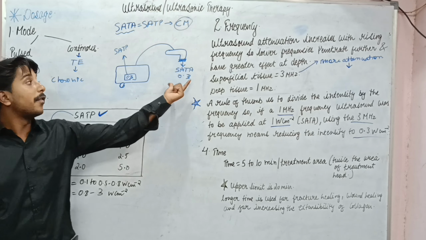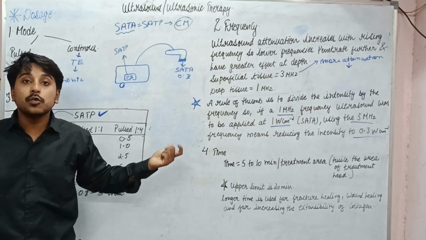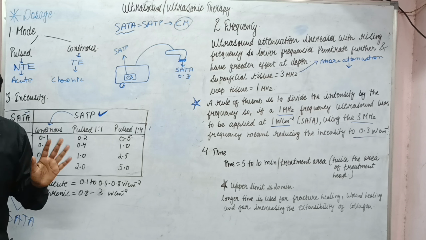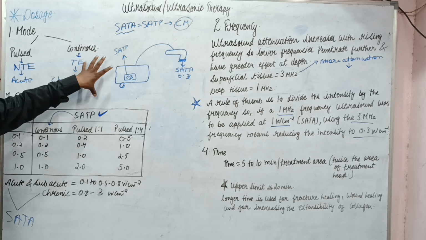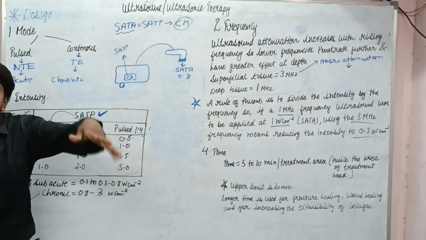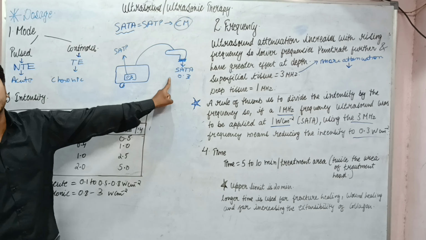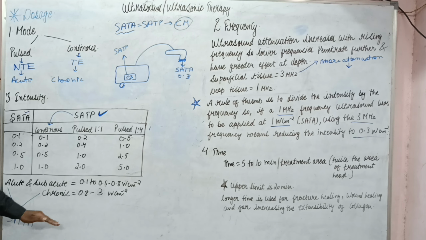SATA is what is emitting from the transducer head, but to make it easy, in continuous mode SATA is equal to SATP. So SATA is what we want from the transducer head, and if in chronic condition it is equal, then it is easy to understand.